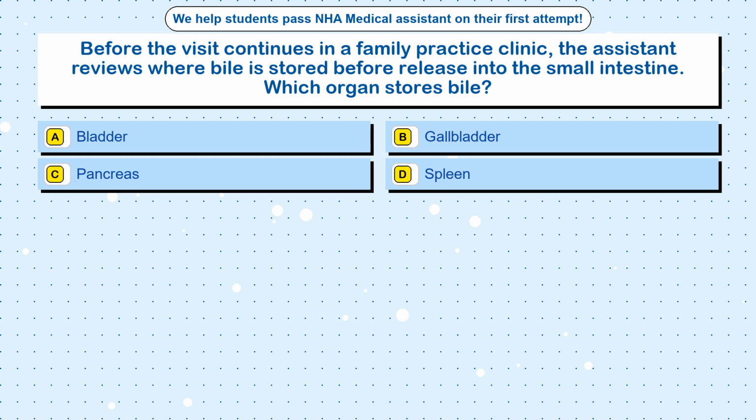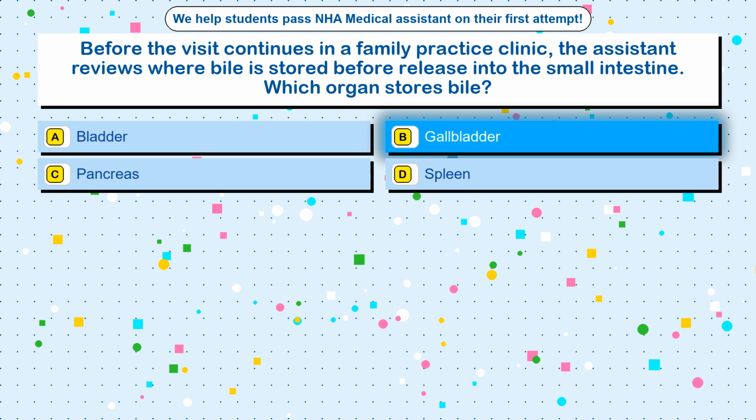Question 91. Before the visit continues in a family practice clinic, the assistant reviews where bile is stored before release into the small intestine. Which organ stores bile? Option A. Bladder. Option B. Gallbladder. Option C. Pancreas. Option D. Spleen. The correct answer is option B.